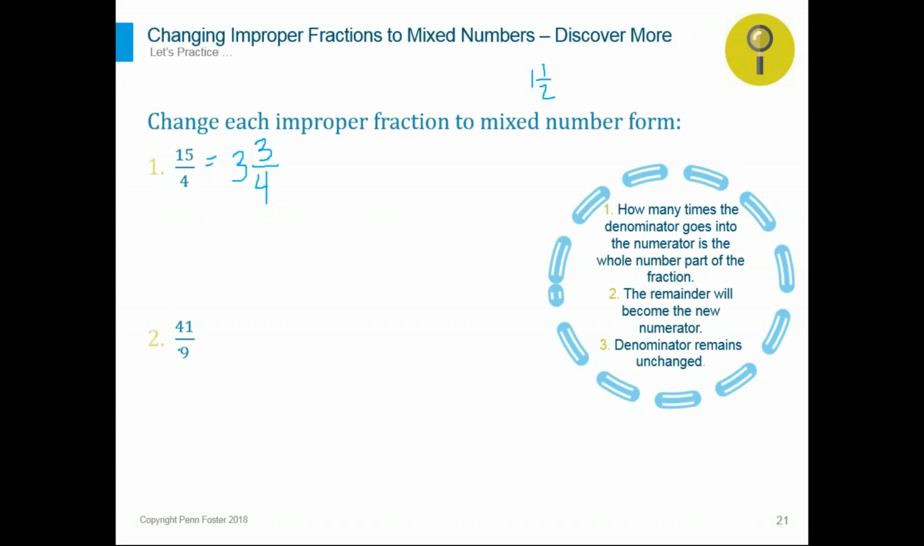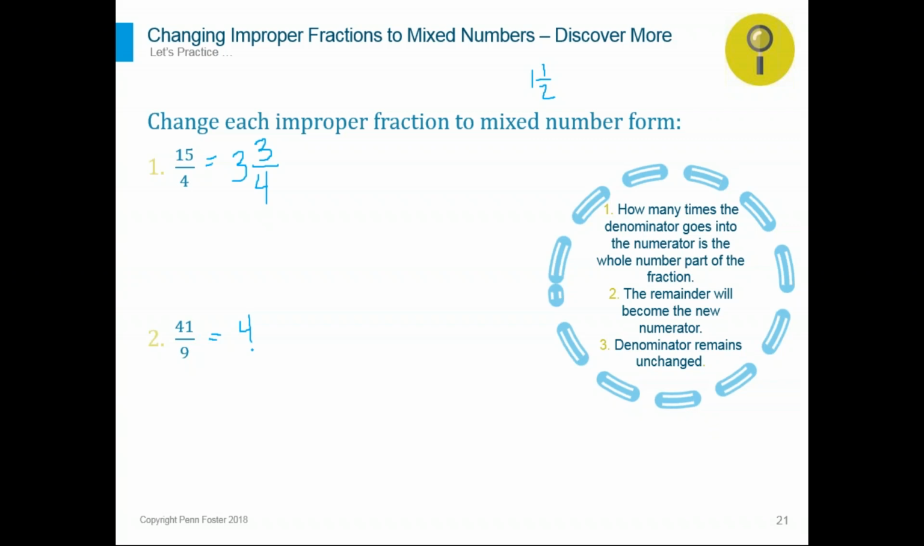Again, the same with number 2. 41 over 9, that's an improper fraction. It will be written as a mixed number. How can I do that? Either think about how many times 9 goes into 41 or use a calculator and divide. 41 divided by 9 will give you what? It will give you 4 and some decimals.